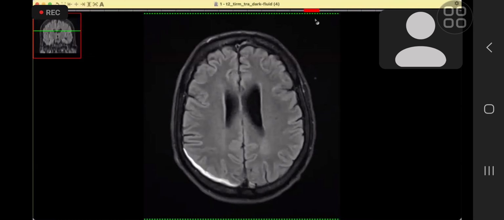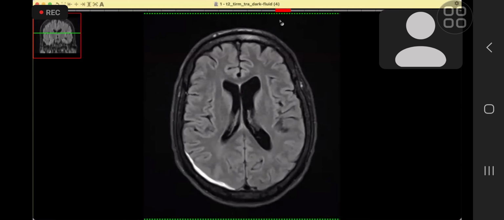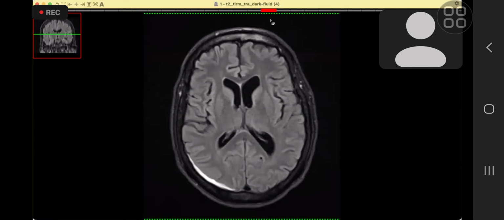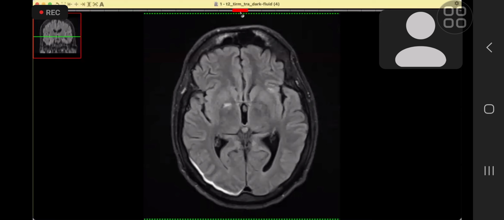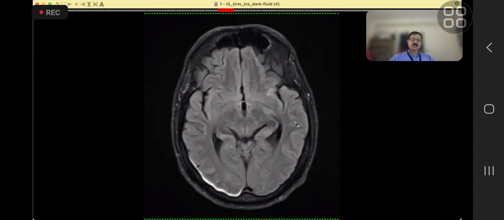I'm still searching for any intracranial acute infarction or any injury or any laceration, but I cannot find any. There is no midline shift. There is no hydrocephalus. Just one second, please.